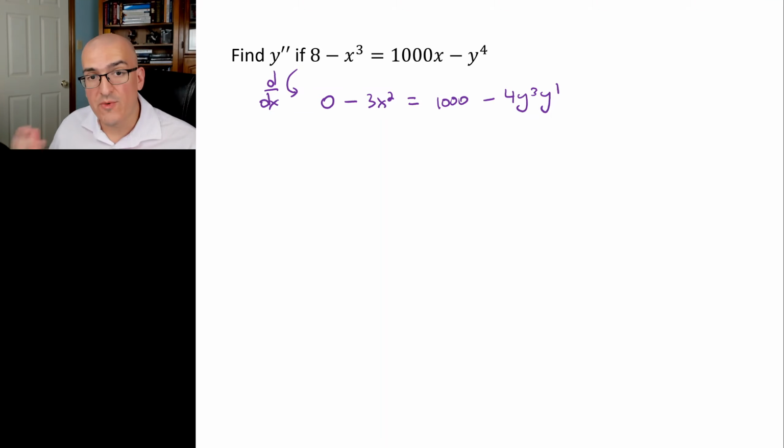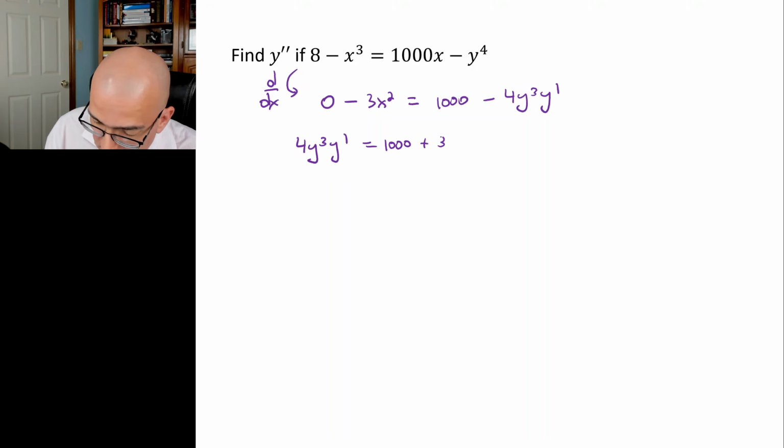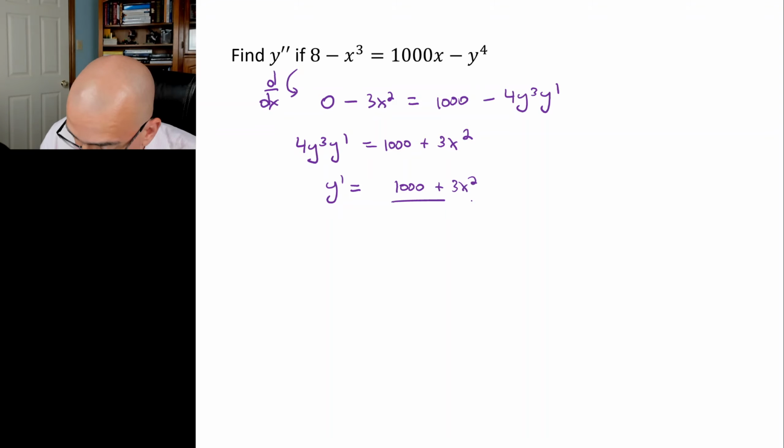Now I'm going to rearrange. I'm going to bring all the y prime terms to the left, the terms without y prime moving to the right. So let's add 4y cubed y prime to both sides, and let's add 3x squared to both sides. 1000 plus 3x squared. I'm going to isolate y prime by dividing both sides by 4y to the power of 3. So 1000 plus 3x squared divided by 4y to the power of 3.